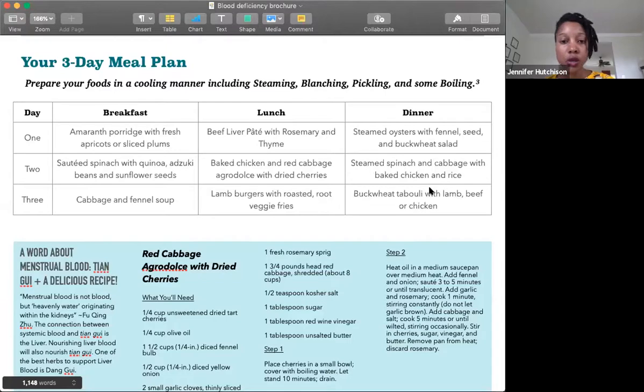Steamed spinach is also good. As you know, spinach, cabbage, and beets are your three great vegetables for blood deficiency. And buckwheat, amaranth, quinoa, and spelt are really good grains for blood deficiency. Okay.